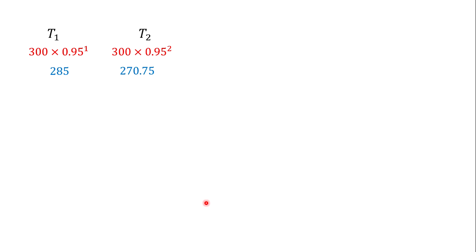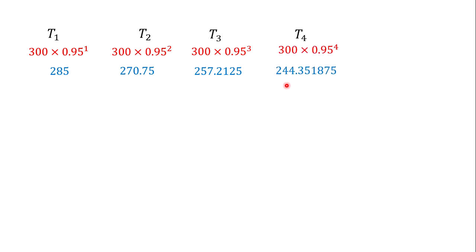Right, so the first term, as we calculated, was 285. The second term was 270.75. The third term was 257.2125. The fourth term was 244.351875. So it goes on and on. So the nth term will be given by this particular formula here: 300 times 0.95 raised to n, where n is the number of years.